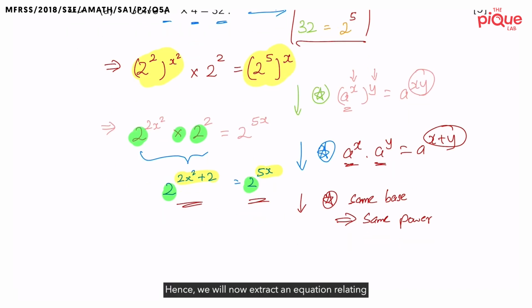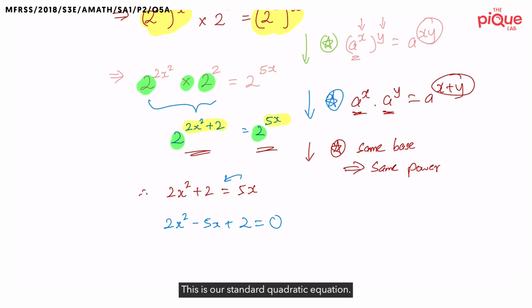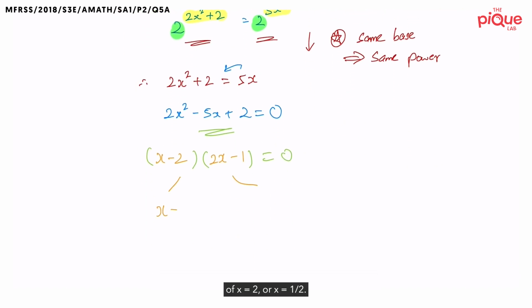Hence, we will now extract an equation relating the two powers together, as shown. And if we were to shift the 5x over to the left side, we will attain the following equation. And what do you notice? This is our standard quadratic equation. We will now solve this equation by factorizing the quadratic expression. If you factorize it correctly, what will you have obtained in the brackets? You will have obtained x minus 2 and 2x minus 1. Now, upon solving this, we will obtain the final answer of x equals 2 or x equals a half.